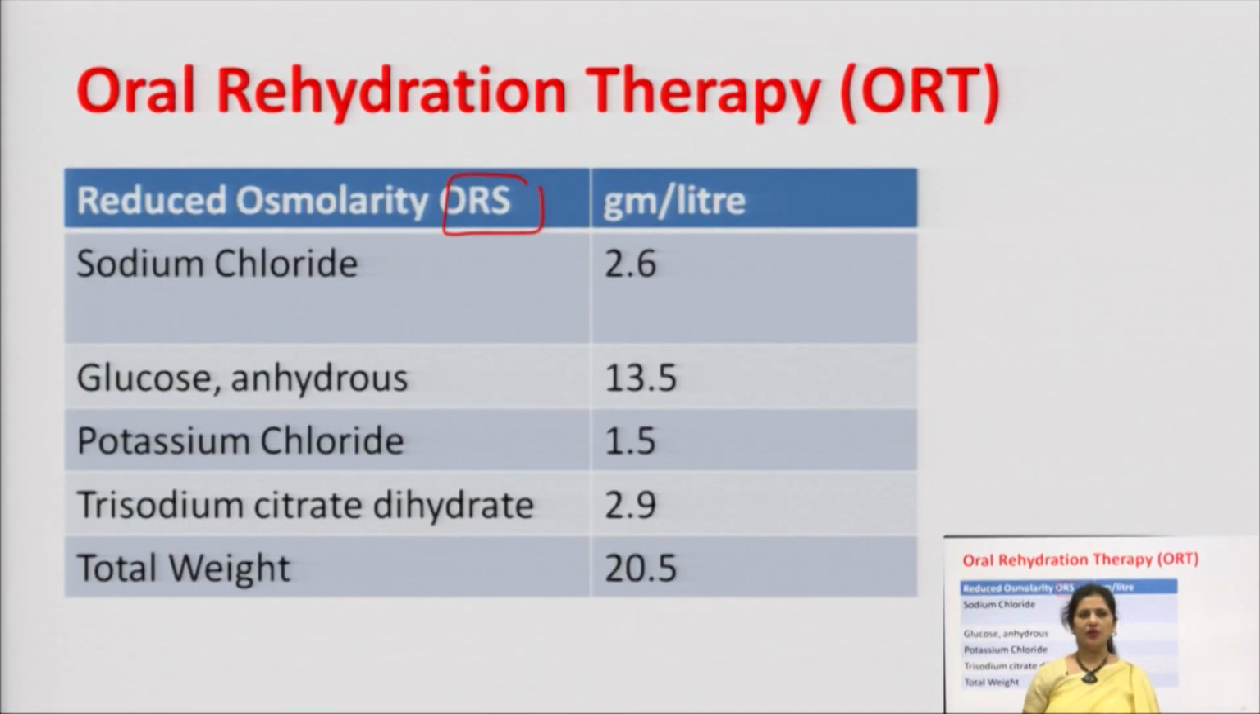So, the oral rehydration therapy involves salts in fixed recommended doses: sodium chloride at a concentration of 2.6 gram per liter, glucose anhydrous 13.5 gram per liter, potassium chloride 1.5 gram per liter, trisodium citrate dihydrate 2.9 gram per liter, and the total weight must not exceed 20.5 gram per liter.